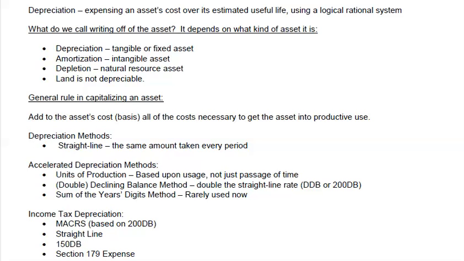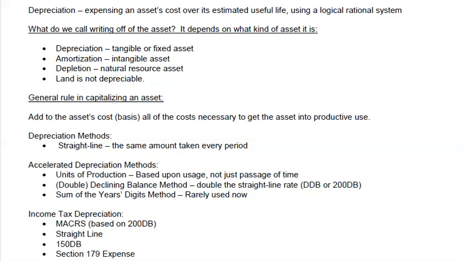Under depletion, it is a natural resource asset: coal, oil, gas, diamond mines. I mean, whatever you might be buying in a natural resource asset. And the depletion method normally is like the units of production. You get a geologist to tell you how much it's worth, and then as you extract it, you allocate the costs out as you extract it.